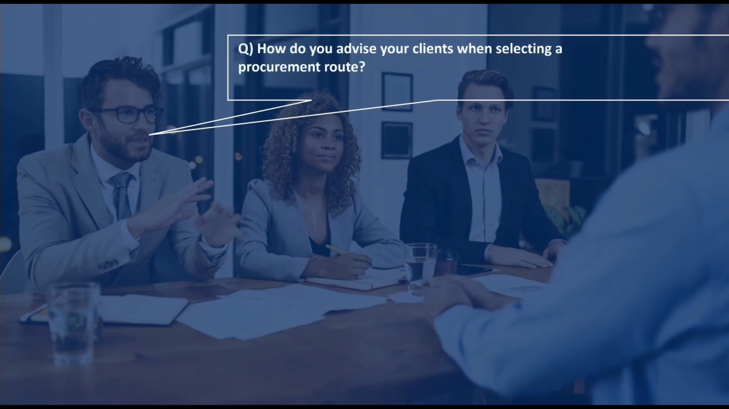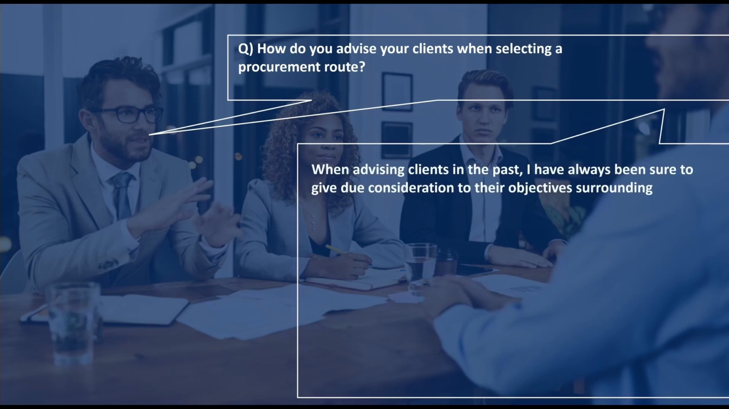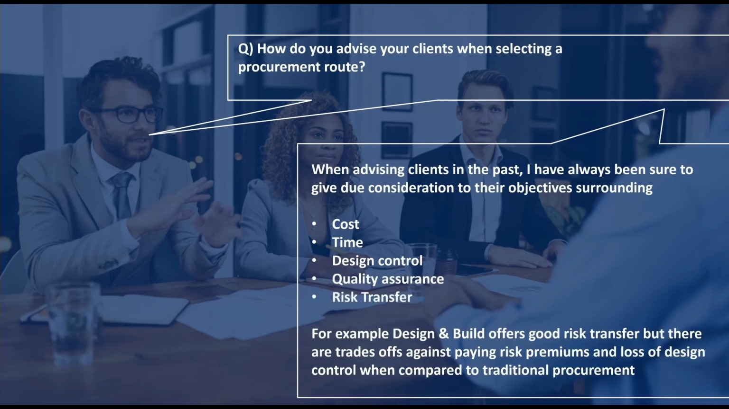The next question we'll take a look at is how would you go about advising your client when selecting a procurement route. To address this, we could say that when advising the client, we would always be sure to give due consideration to their objectives around cost, time, design control, quality assurance and risk transfer. For example, a design and build procurement route would offer good risk transfer of the design performance, but we need to be aware that there are trade-offs against paying risk premiums and a loss of design control when compared to a traditional procurement method.